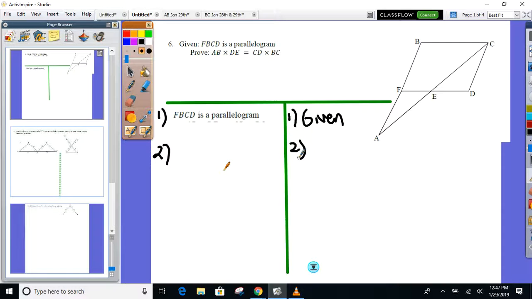I'll give you a minute, set it up. If you want to write down givens, let's write it down. If you want to take a nap, get out today. All right.